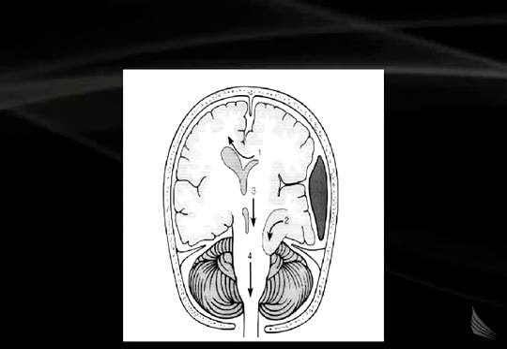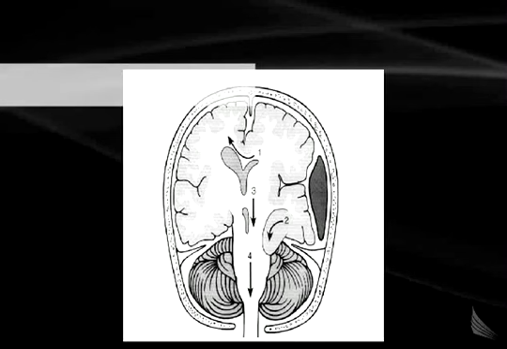Here is a diagram demonstrating the different kinds of herniation. Number 1 shows you subfalcine herniation. Number 2 shows you a transtentorial or uncal herniation. Number 3 and 4 really are demonstrating the tonsillar herniation of the cerebellar tonsils down the foramen magnum.